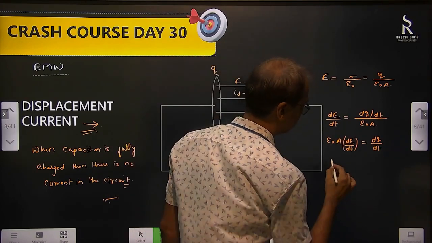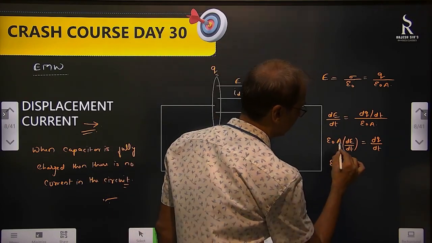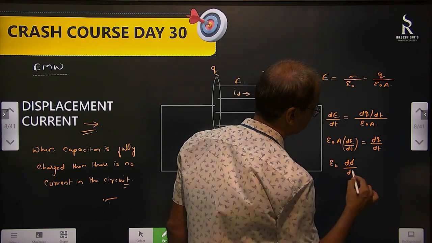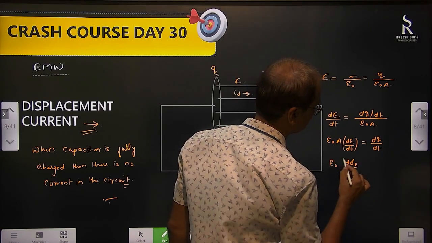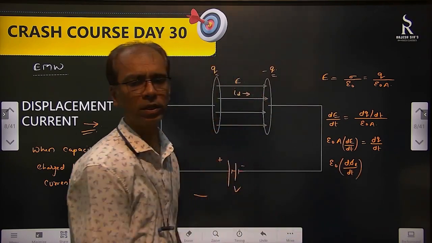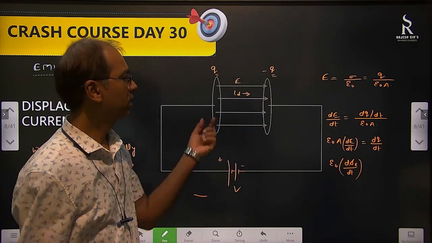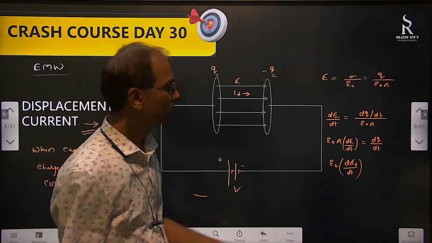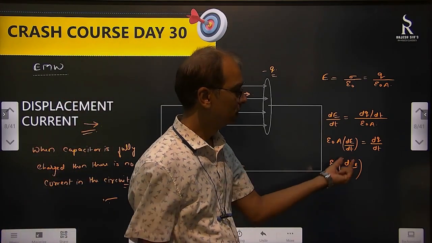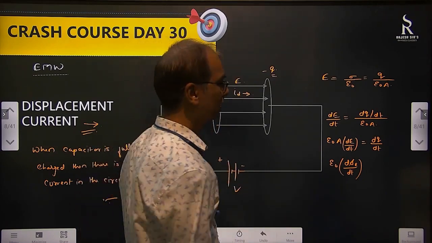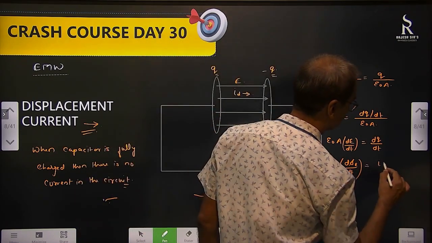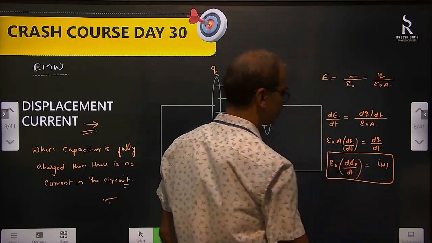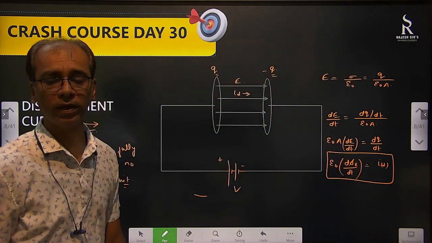dq by dt. Now I am writing this as epsilon naught A into dE by dt. I am saying this is actually d phi by dt. E into A is what? Electric field into area vector. That is flux, electric flux. So epsilon naught change in flux is equal to displacement current. This is displacement current, epsilon naught d phi E by dt.